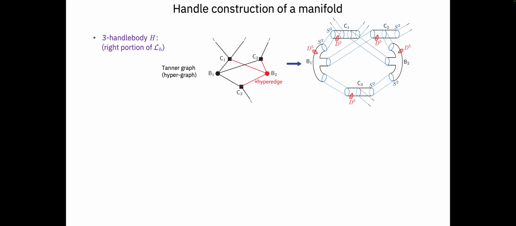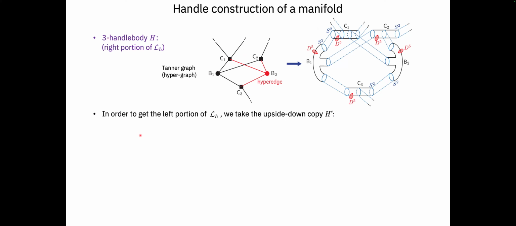To illustrate that, we start with the Tanner graph of the classical code, and then you build a three handle body that is sort of a thickened version of this Tanner graph. By the way, this extra dimension D5 and all this S2 only have size of order 1. So usually most of the dimensions in this manifold are really very compactified.